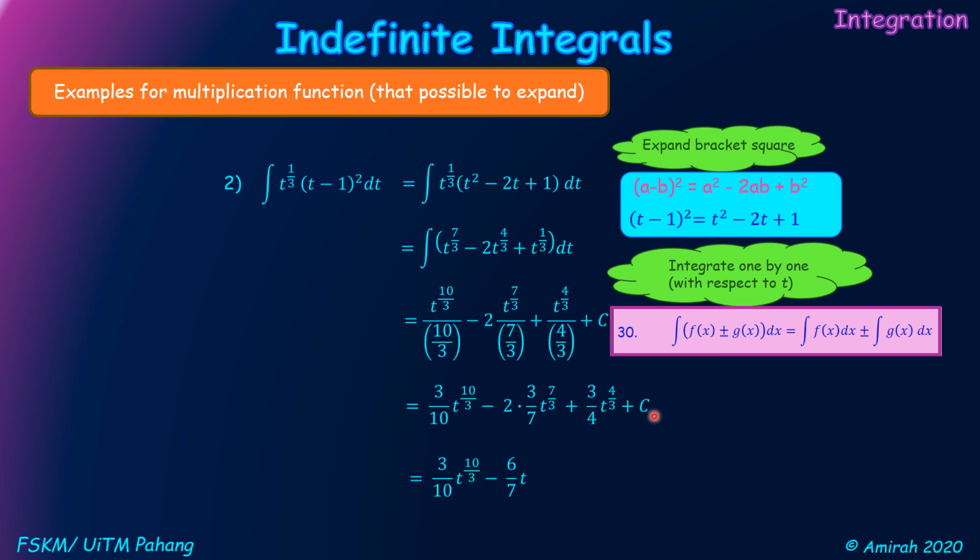Then we simplify, so we get 3 over 10 t to the power of 10 over 3 minus 2 times 3, meaning 6 over 7 t to the power of 7 over 3, plus 3 over 4 t to the power of 4 over 3 plus c. This is the final answer. When we integrate this, we never use the product rule, but we need to expand first because the square here means it is possible to expand.